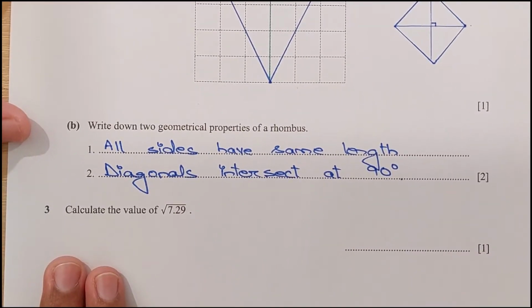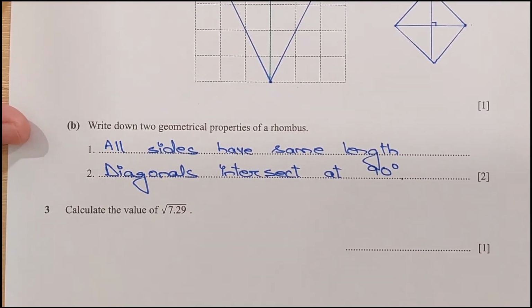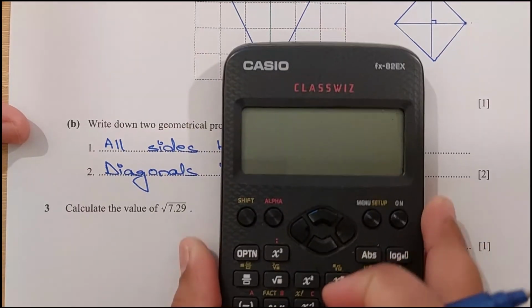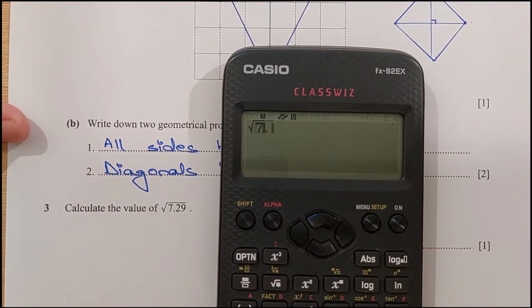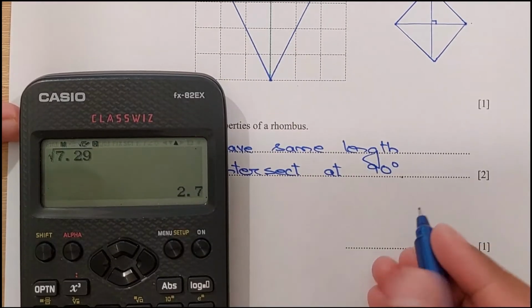Now for question number 3, calculate the value of this. So let me use the calculator. Square root of 7.29. This is 2.7.